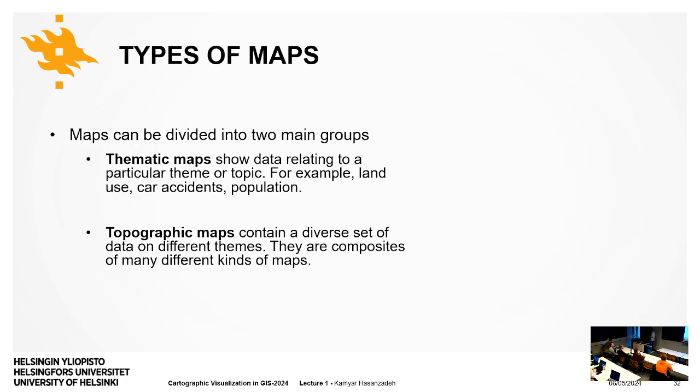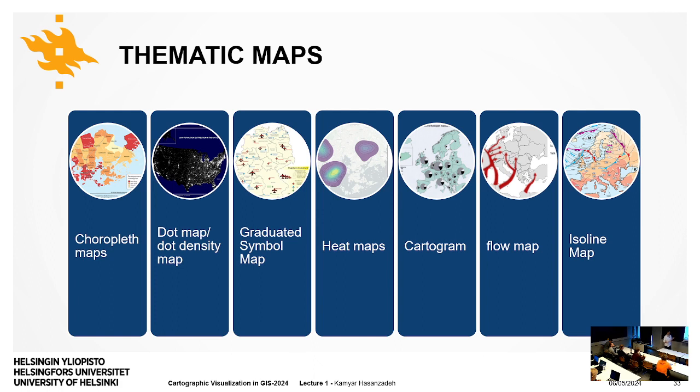So types of map. Generally speaking, maps can be divided into two groups that we have seen before during your studies. We have thematic maps that show data relating to a particular theme or topic. Then we have topographic maps containing a diverse set of data on different themes. In this course, we are going to work with thematic maps. These are examples of thematic maps I'm sure you have studied before. We have different kinds of thematic maps, some of which we will work and practice with during this course.